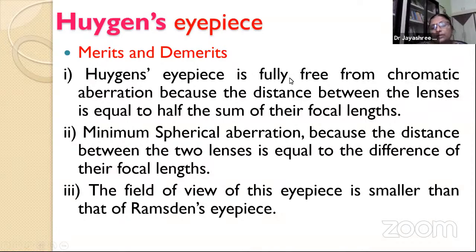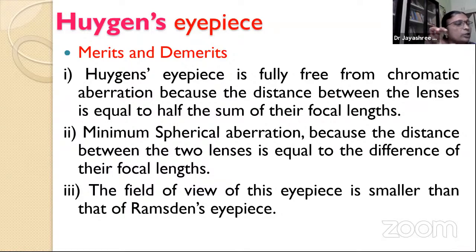So obviously the Huygens eyepiece is fully free from chromatic aberration because the distance between the lenses is equal to half the sum of their focal lengths. And the particular feature is the minimum spherical aberration, because the distance between the two lenses is equal to the difference of their focal lengths. The third one is that the field of view of this eyepiece is very small compared to the Ramsden eyepiece.